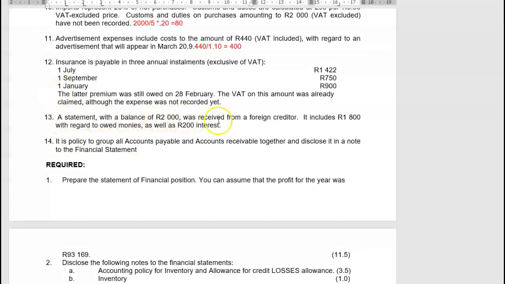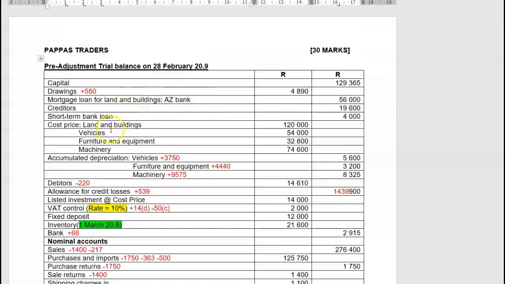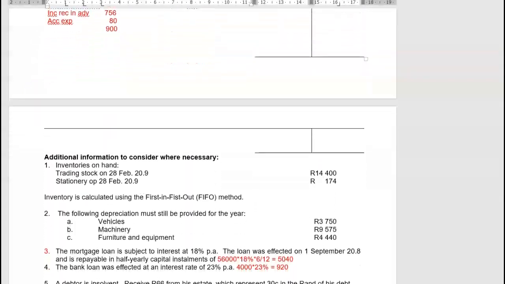A statement with a balance of 2,000 Rand was received from a foreign creditor. It includes 1,800 Rand with regards to owed monies. Now we can assume that we've already recorded that 1,800 Rand because this is according to a statement, not according to an invoice. But on the statement, we have this thing that they call interest. They have lodged 200 Rand worth of interest against us. Interest is not subject to VAT, so just put it in there, interest expense, 200 Rand. And what has that interest done to my creditors account? Well, that interest that I have passed on the statement would have increased our creditors balance. So therefore we're going to increase our creditors, and not accrued expenses, with that 200 Rand worth of interest. Good.